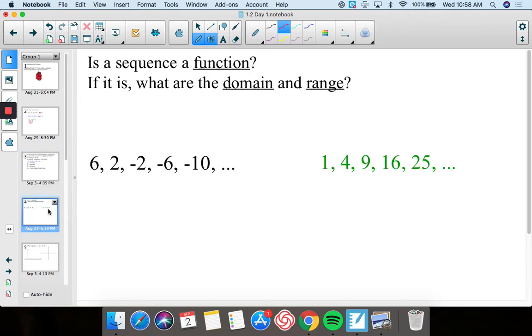Alright. Is a sequence a function? So reviewing what a function means. A function means that every x value has one y value. So every input has one output. So is a sequence a function? In other words, is it ever going to repeat? And in this case, it isn't. Like you'll never have 6, 2, 2 again. So because of that, yes, a sequence is a function.